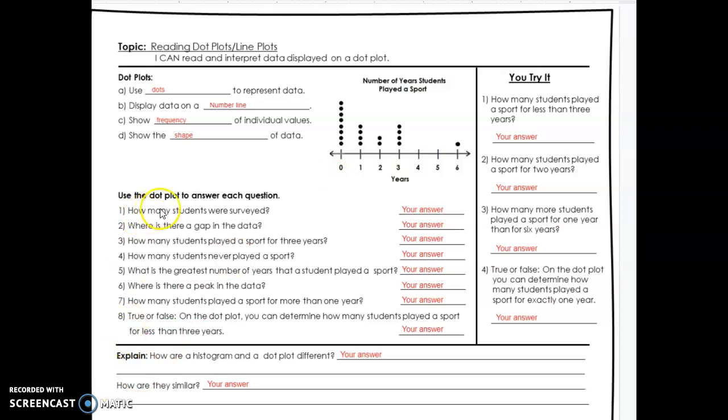All right, the first one is how many students were surveyed? Well, we had 1, 2, 3, 4, 5, 6, 7, 8 people who said 0. So we have 8 here. Plus 1, 2, 3, 4. So this is going to be 12, 13, 14, 15, 16, 17, 18, 19. So 19 people were surveyed.